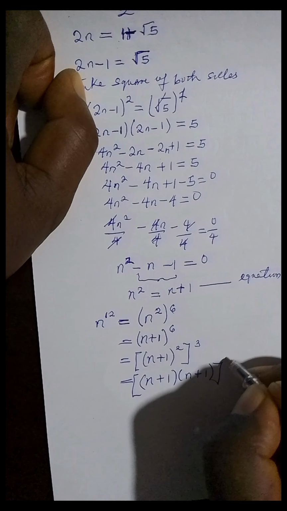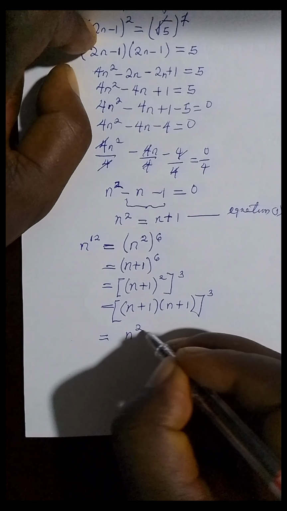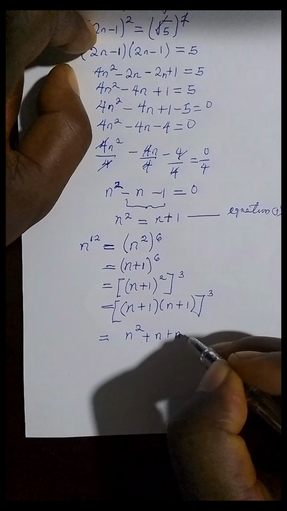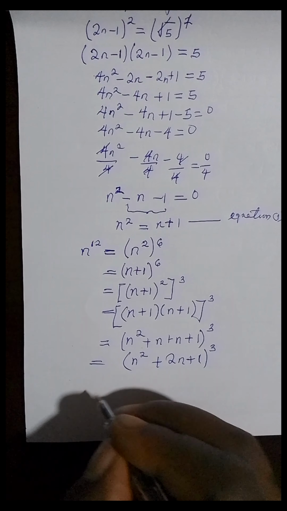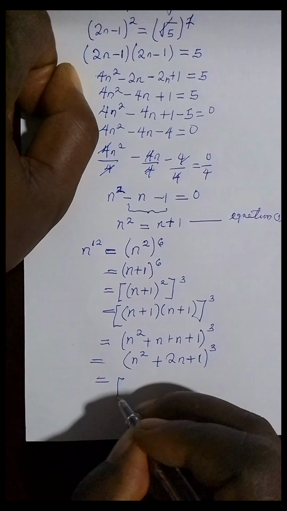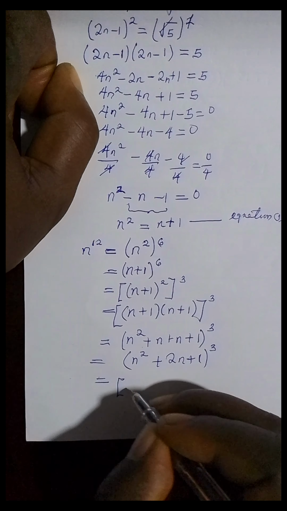So from there I have n times n is n squared, n times 1 is n, n times 1 is n, then 1 times 1 is 1, to the power of 3. So I have n squared plus 2n plus 1 to the power of 3. So the n squared features prominently. We make a substitution for n squared, which is going to give us n plus 1 plus 2n plus 1 raised to power 3.